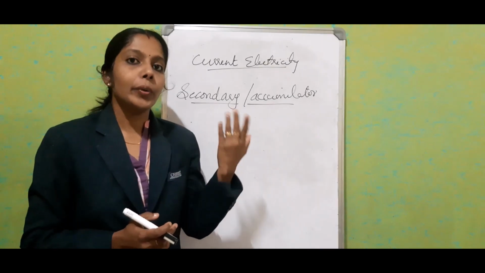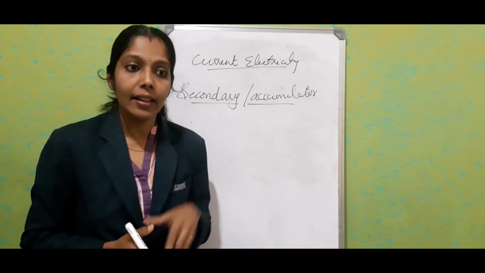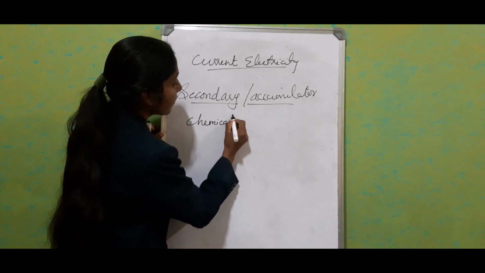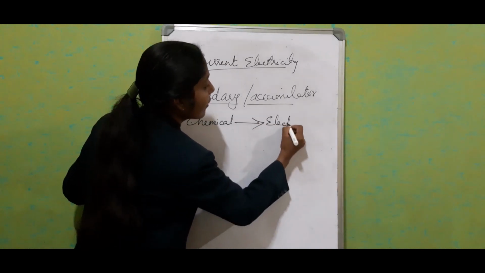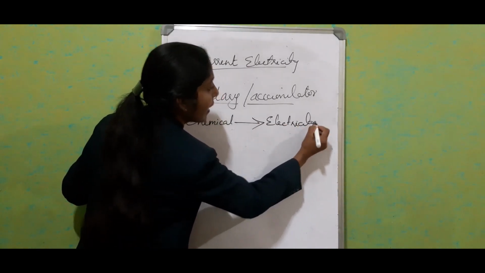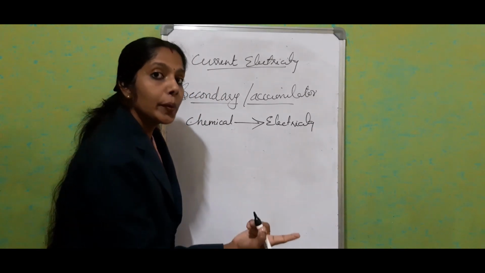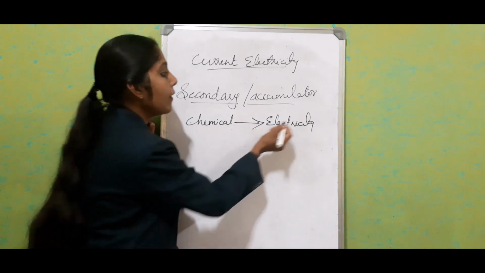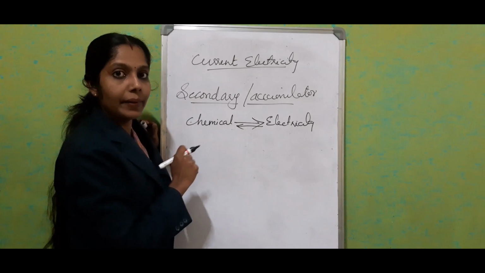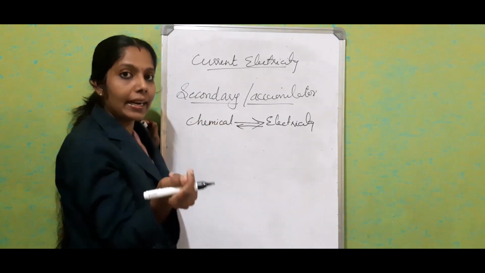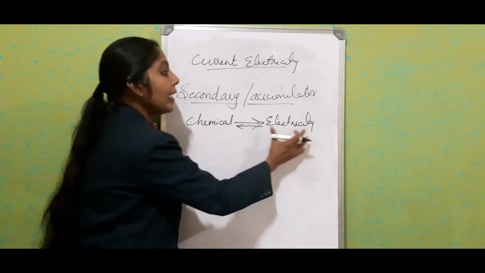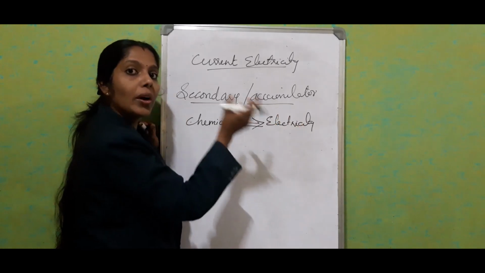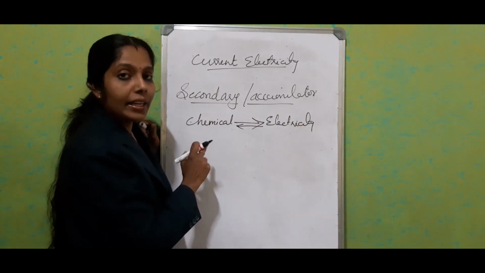Here, when the current is drawn from the cell, a chemical reaction is happening, or we can say chemical energy changes into electrical energy. Chemical reactions produce electricity. Once the charge is finished, what are we doing? We are connecting the battery to the electricity. During that time, electricity is making chemical energy, or electrical energy is converting into chemical energy.